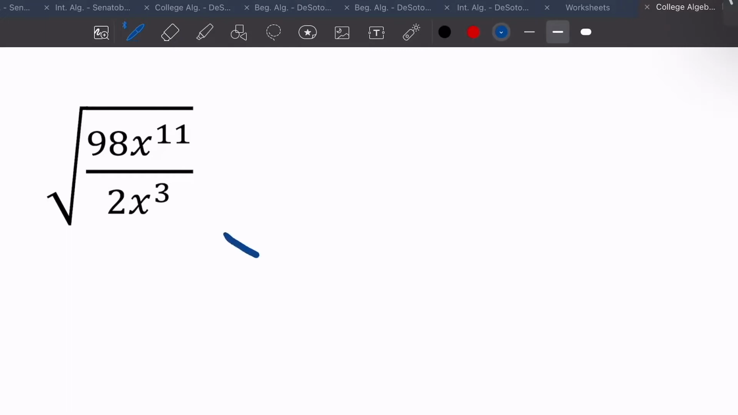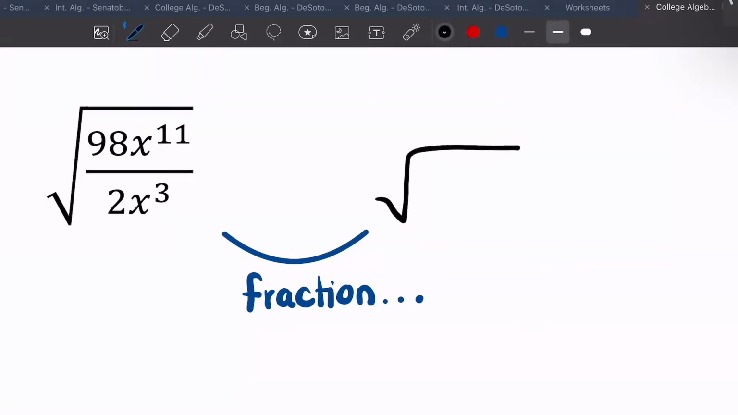Okay, so your first step, let's deal with your fraction, okay? So we have 98 divided by 2. Well, you have a calculator, and you're just going to divide like you normally do. Nothing changes there. So you get 49. 98 divided by 2 is 49.